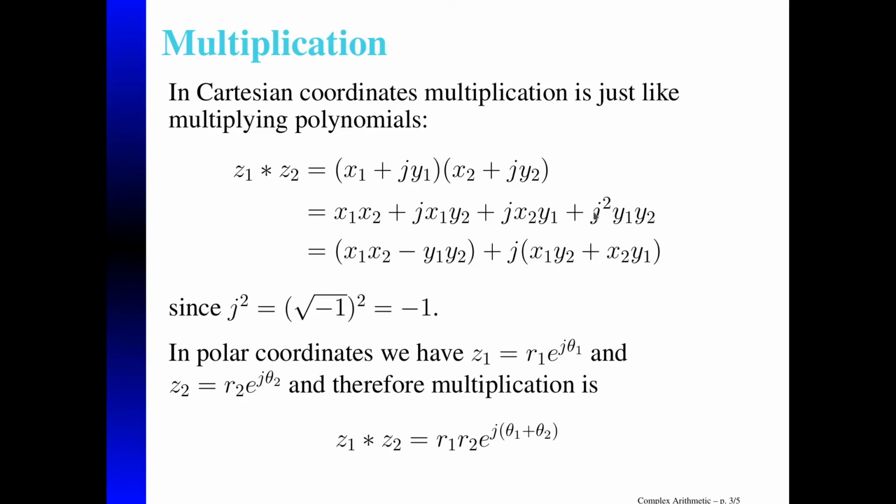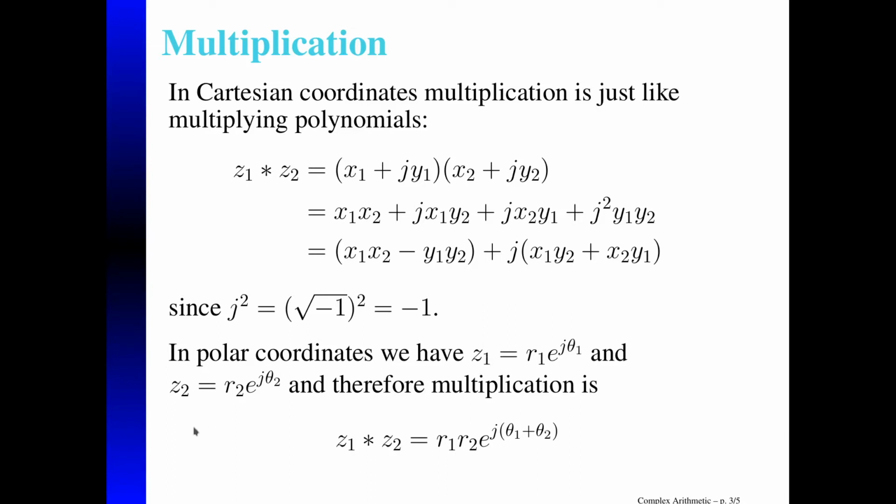So the product of these two imaginary numbers is a real number, with the sign now changed here. So now I have a real number here and a real number over here. So x1 x2 minus y1 y2 is this. And then I just add the two imaginary parts and get this. In polar coordinates, though, it's even easier.